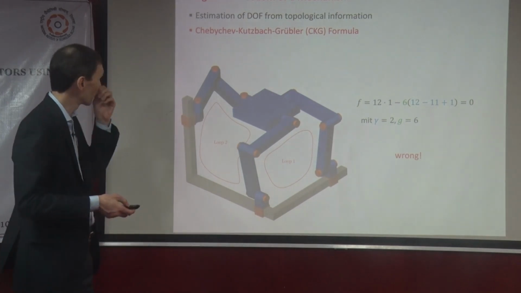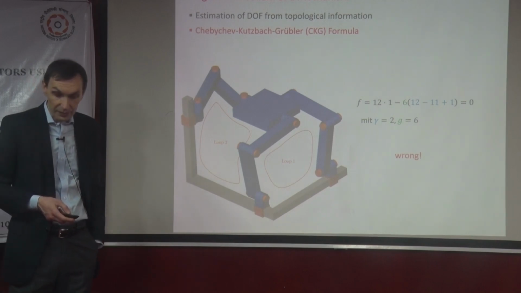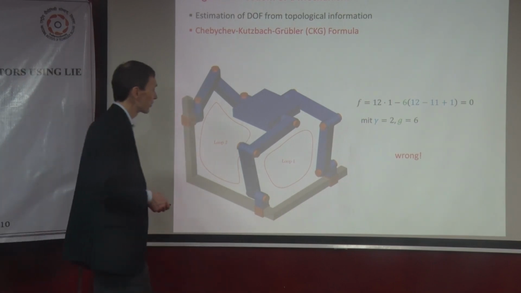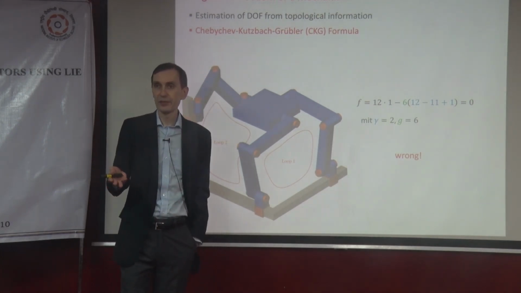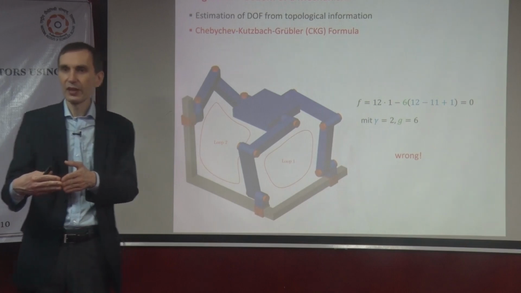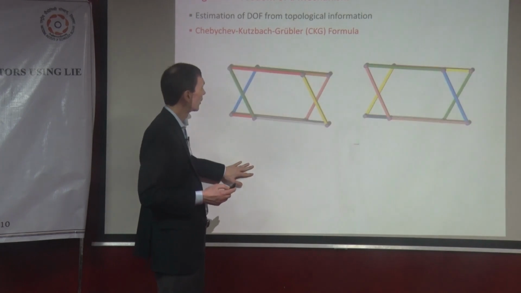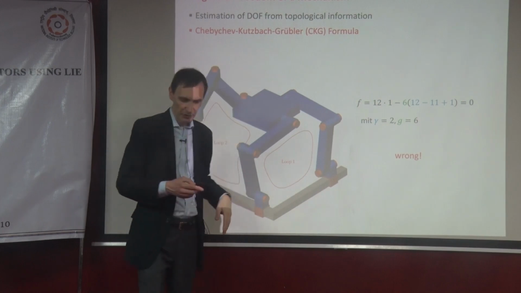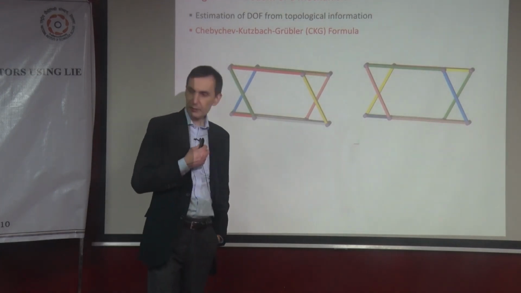So the Grübler-Kutzbach formula is a lower estimate. It can be higher. Why can it be higher? Because this formula is only a topological formula. You don't care about the geometry. But there might be some special geometries which make some of the constraints redundant. And this happens in this mechanism, for example. It's too much to explain, so this is the message.